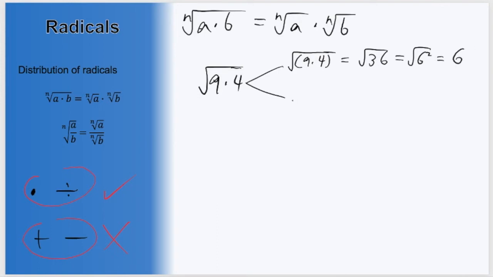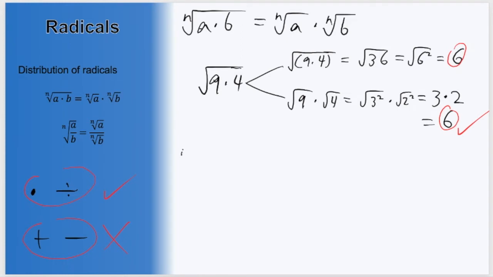If instead we split up the radical into the square root of 9 multiplied by the square root of 4, we'll have to write 9 as 3 squared and 4 as 2 squared, which will give us the square root of 9 being 3, multiplied by the square root of 4, which is 2, giving us again 6. We get the same answer, so the property holds true.